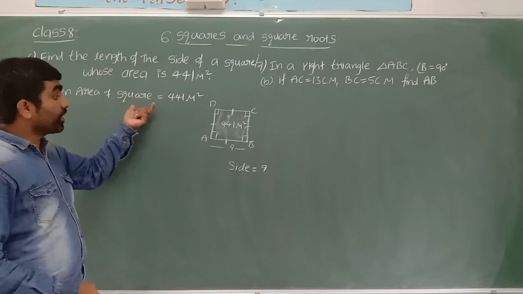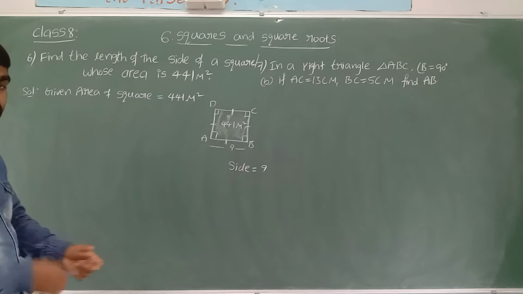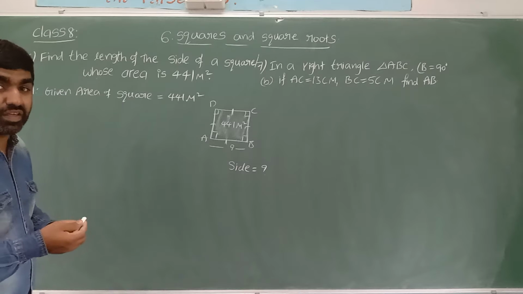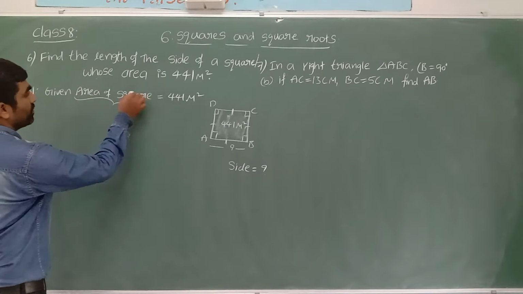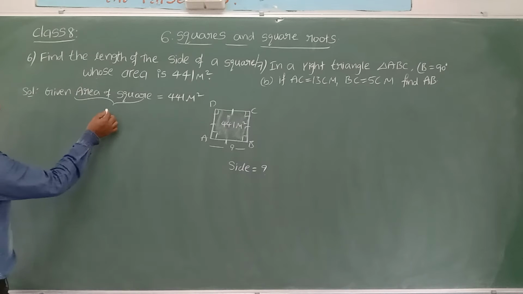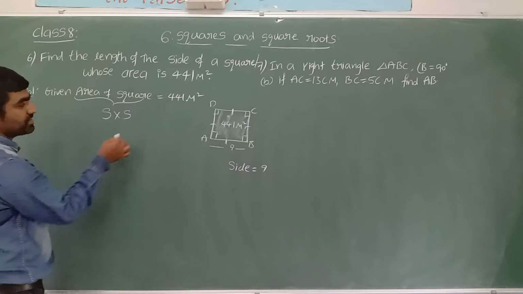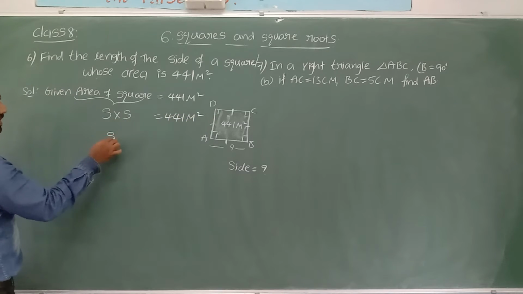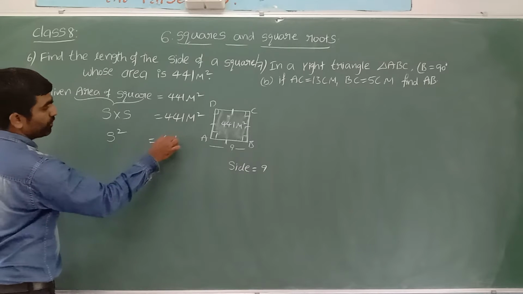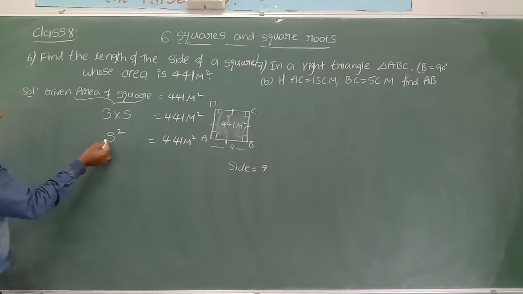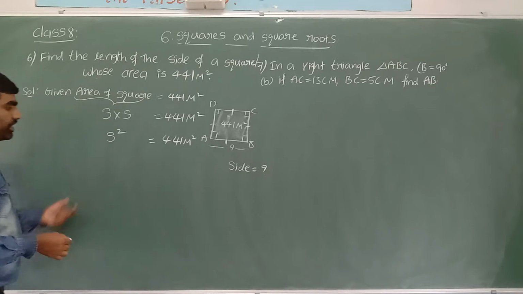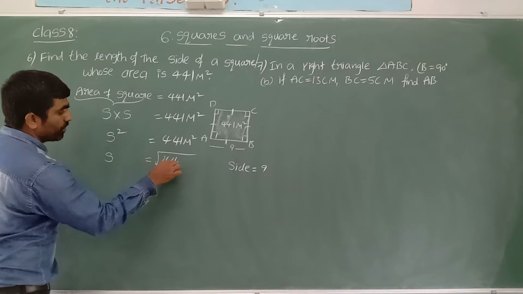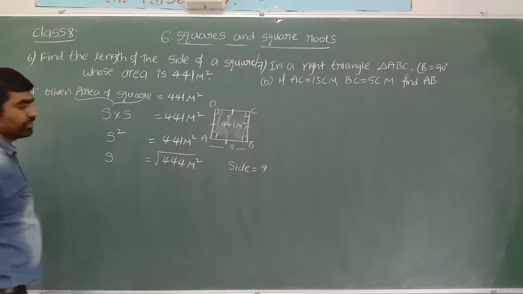Now think about it. How can I find the length of the side? What idea do you have about the area of a square? Recall your previous knowledge. In the previous class we learned the area of a square formula. What is the area of a square formula? It is side into side. So side into side is equal to 441 square meters. S into S we can write as S square, which is equal to 441 square meters. I want to know the length of the side, not side square. So if I transpose the power 2, the side will become the square root of 441 square meters.